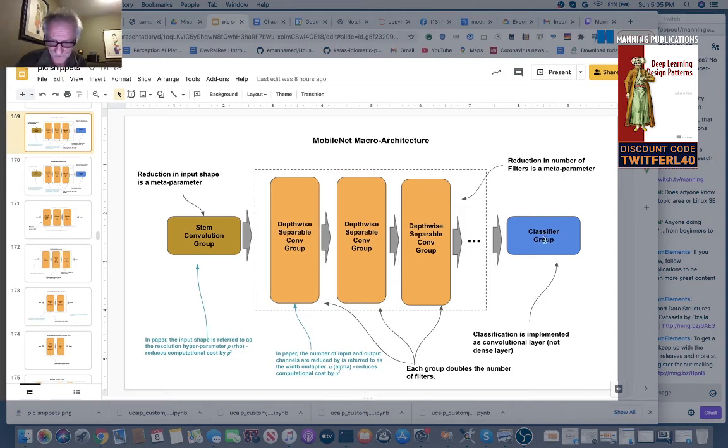The classifier group is not implemented in the conventional manner using a dense layer for the prediction. It actually uses a convolutional layer, okay? And that's pretty standard today for MobileNets.